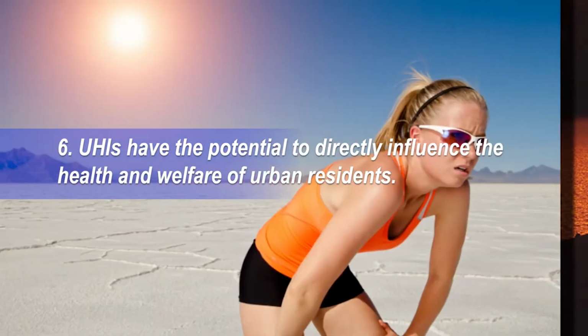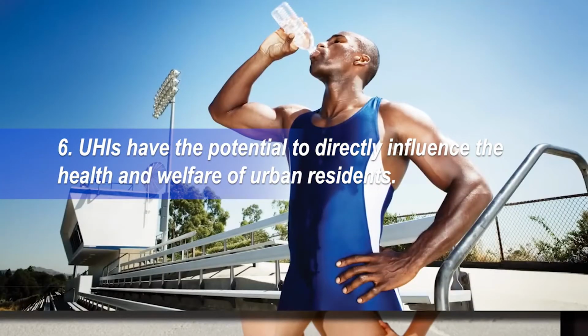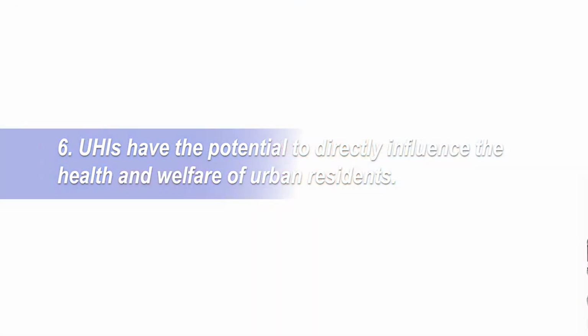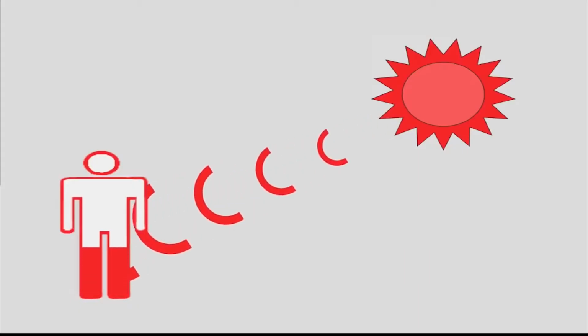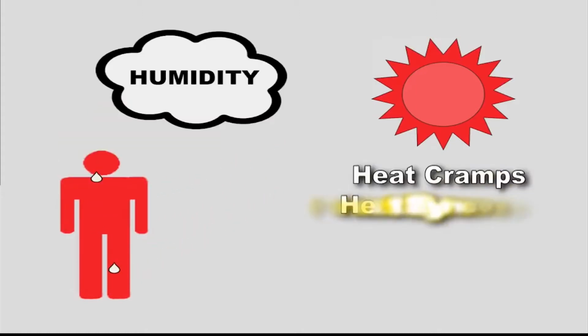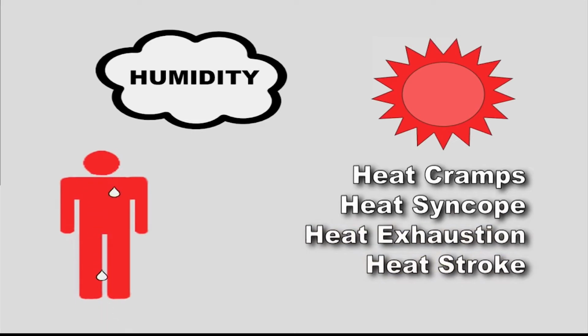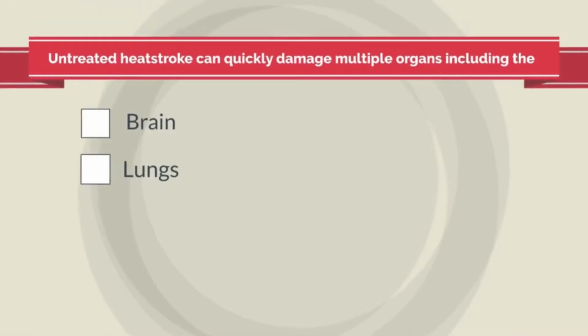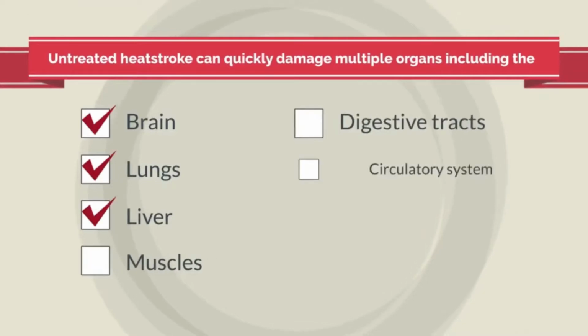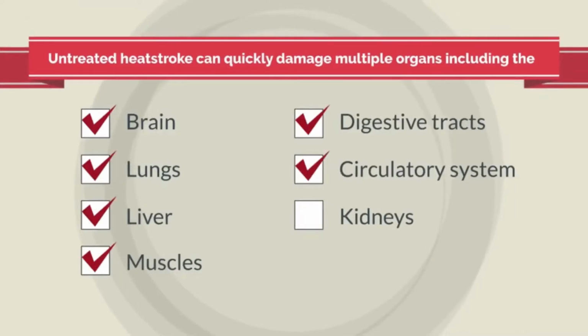Sixth, urban heat islands have the potential to directly influence the health and welfare of urban residents. Increased temperatures have been reported to cause heat cramps, heat syncope, heat exhaustion, and heat stroke. Untreated heat stroke can quickly damage multiple organs including the brain, lungs, liver, muscles, digestive tract, and circulatory system.